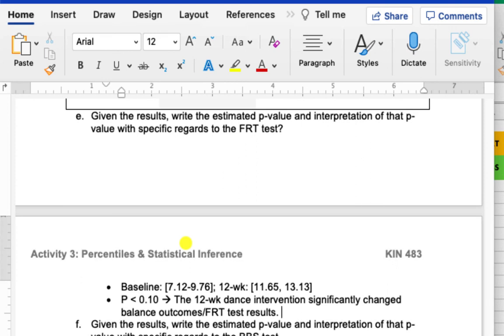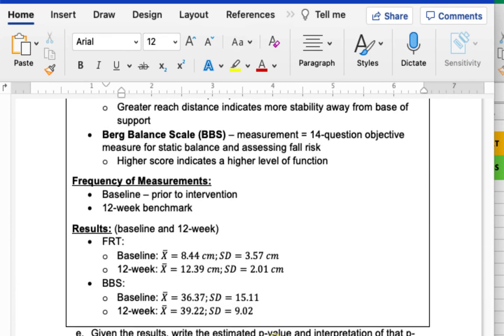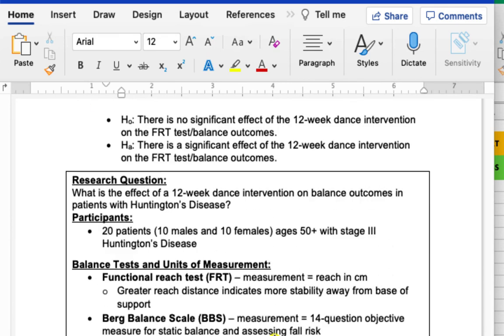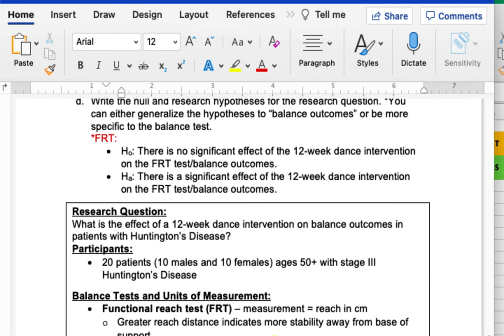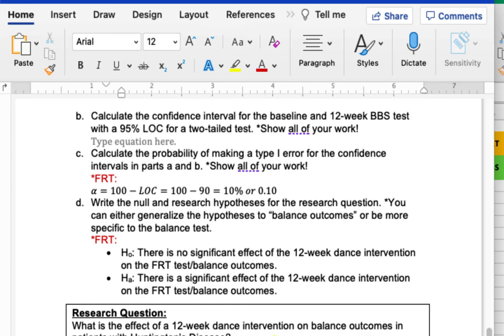Okay. So again, you guys can do the examples for the BBS test. Hopefully this was a thorough enough example of how to create hypotheses, calculate error, calculate your confidence intervals, and then how you can find an estimated p-value based on the comparison of those confidence intervals.